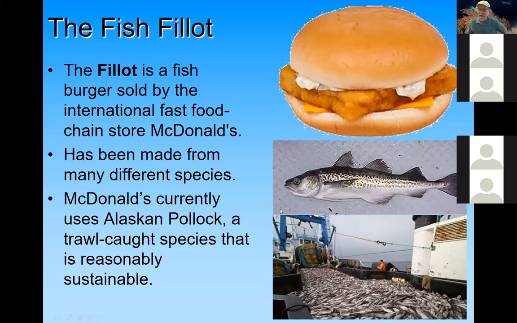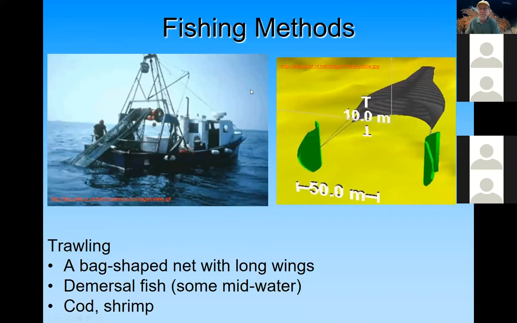But what McDonald's does is it takes this pollock and macerates it, sort of grinds it up, adds emulsifiers and other ingredients, and reconstitutes it as this little fish fillet and serves that on a bun with cheese and tartar sauce. Yum, yum. And so that's the fish fillet. The pollock is a reasonably sustainable fish. As a component of diet, I don't recommend it, but that's what it is. And of course, everything is breaded and fried, so it has a sort of uniform taste.